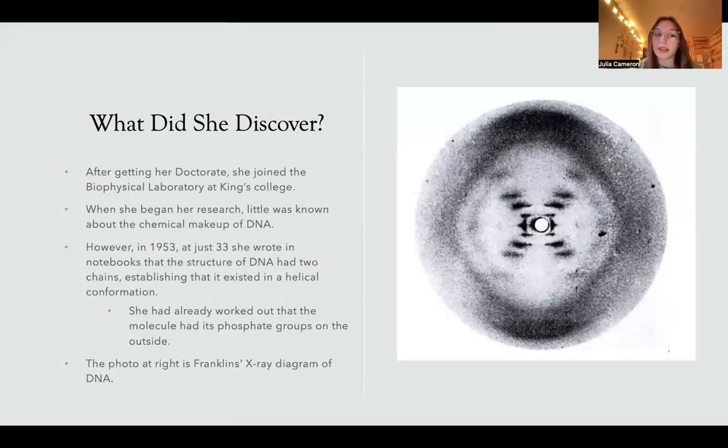What did she discover? After getting her doctorate, Rosalind joined the biophysical laboratory at King's College. When she began her research, little was known about the chemical makeup of DNA. However, in 1953, at just 33 years old, she wrote in notebooks that the structure of DNA had two chains, establishing that it existed in a helical conformation. She had already worked out that the molecule had its phosphate groups on the outside. The photo at the right is Franklin's X-ray diagram of DNA that started her on her discovery.